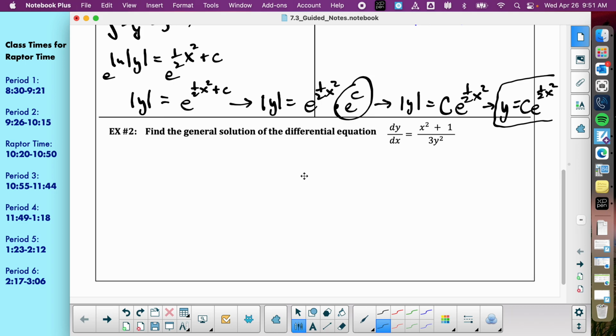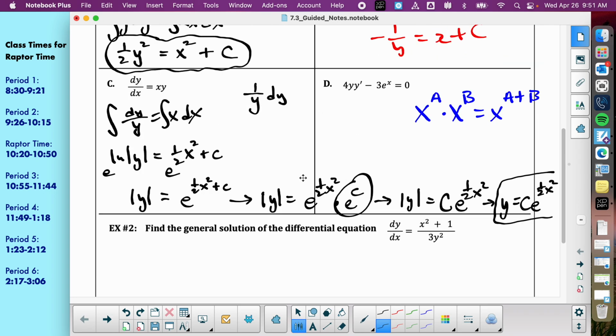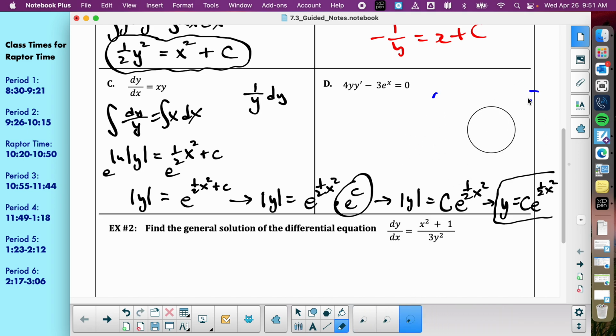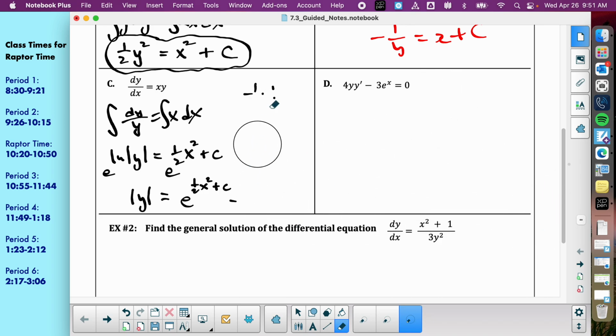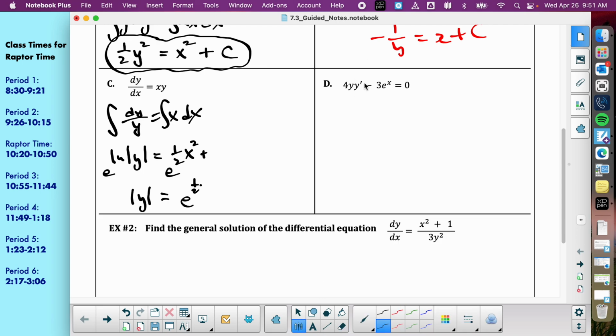Aman, let's get you involved. How would I start example 2? Oh yeah, I wanted to do D. Good memory. Sorry. I wrote in D and I was thinking in my head that we did D. Okay, D I only wanted to show you because it's written differently. That's all.